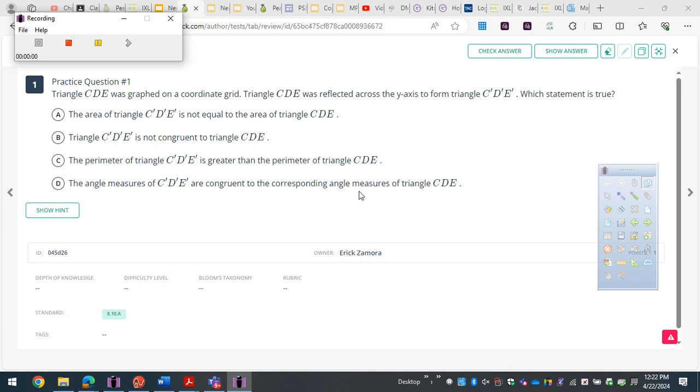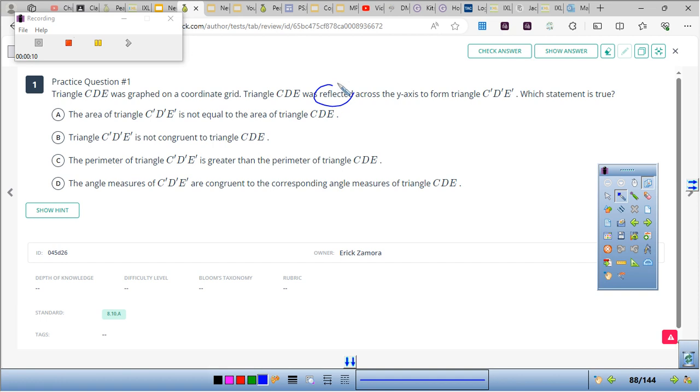Okay, guys, so this one's going to be: triangle CDE was graphed in a coordinate grid. Triangle CDE was reflected. Reflected automatically means to keep it congruent, guys. Once you reflect, there's actually several of them. Reflected, translation, and rotation all mean congruent. Make sure you know that. This is going to be for the rest of this video.